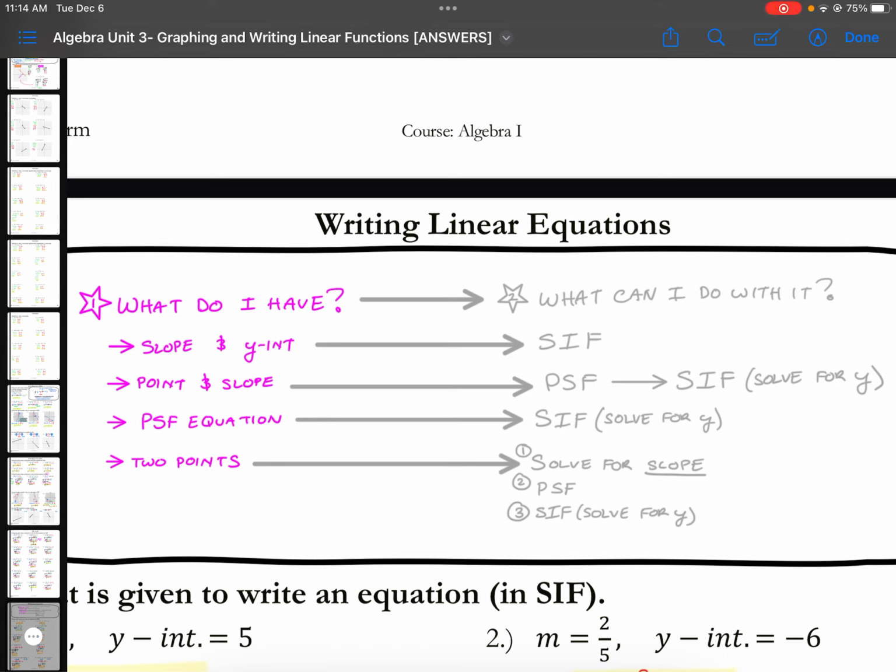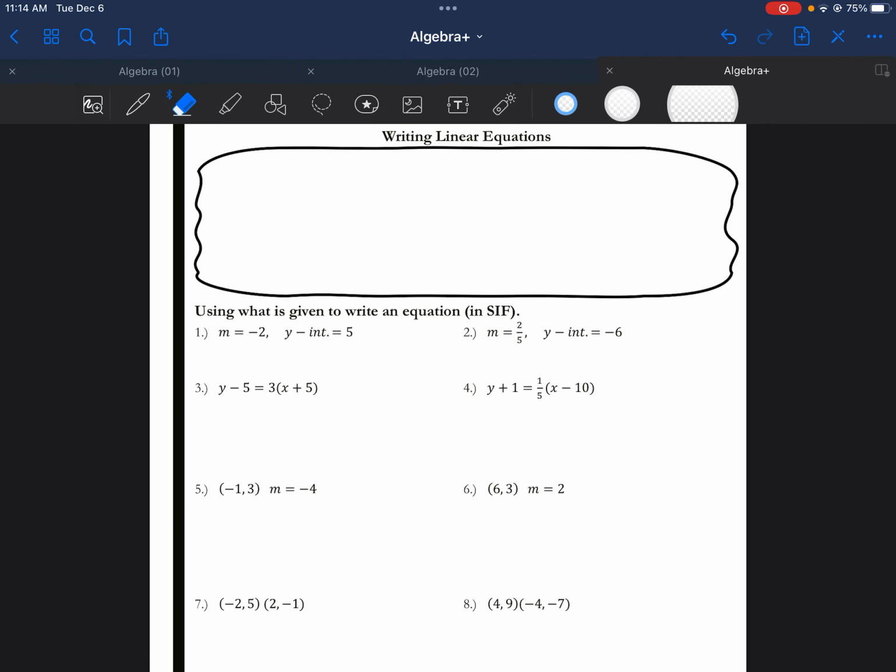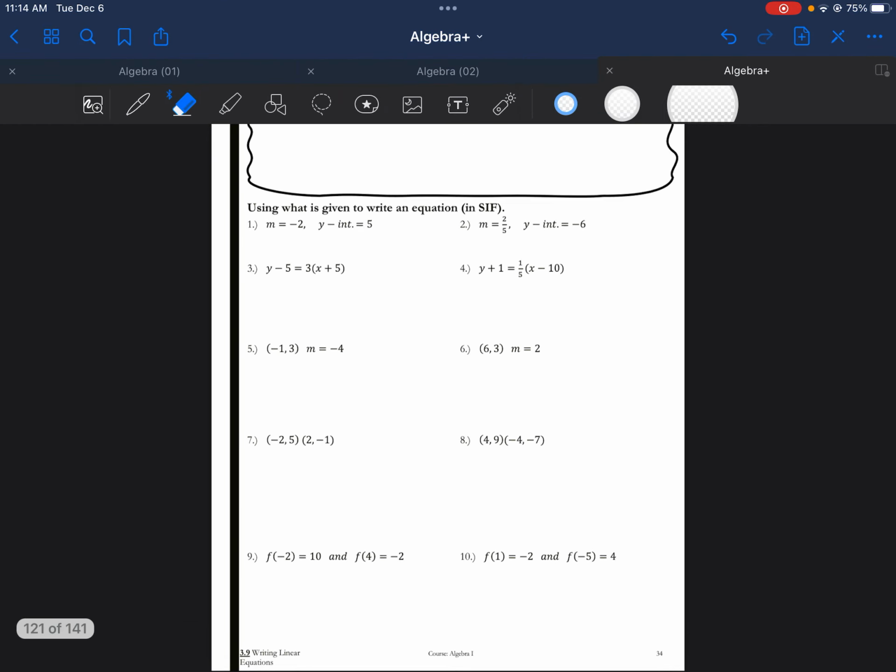Always ask yourself these 2 questions. What do I have? And then what can I do with it? Pause the video and copy the notes. Okay, we're going to move on and do the first problem on this page. Again, this is page 34.